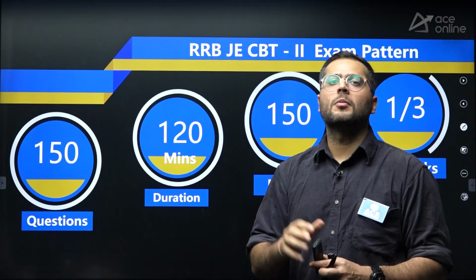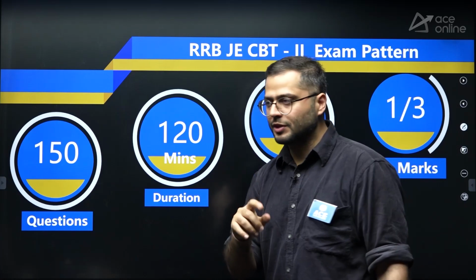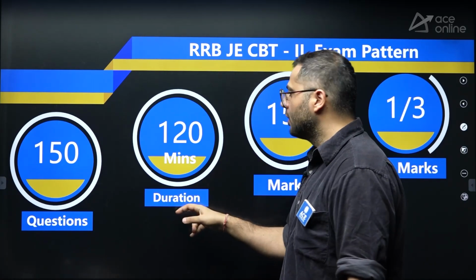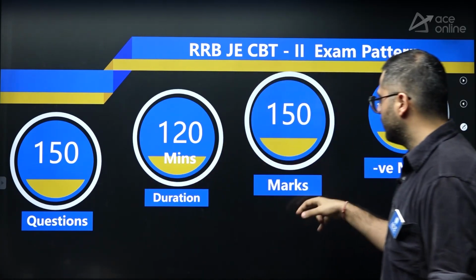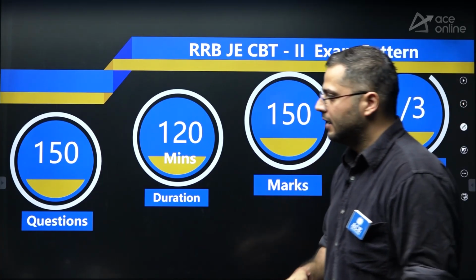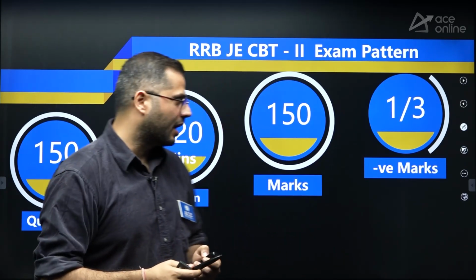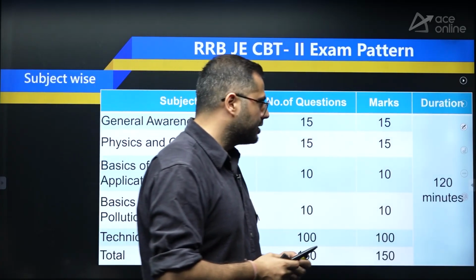Apart from that, when we talk about RRB JE CBT2 exam pattern, there will be 150 questions. Each question will be carrying 1 mark. Total duration will be again 2 hours, 150 marks again because of 1 mark, and negative marking will be 1/3, right? So this is the basic difference between BARC and RRB JE if you are preparing for both. And if you are preparing for RRB JE separately, you should have knowledge of this.